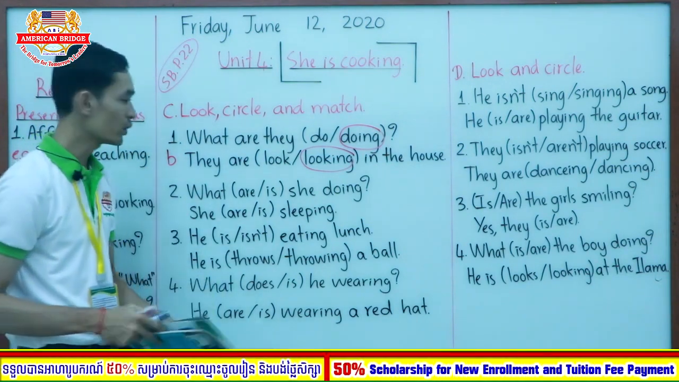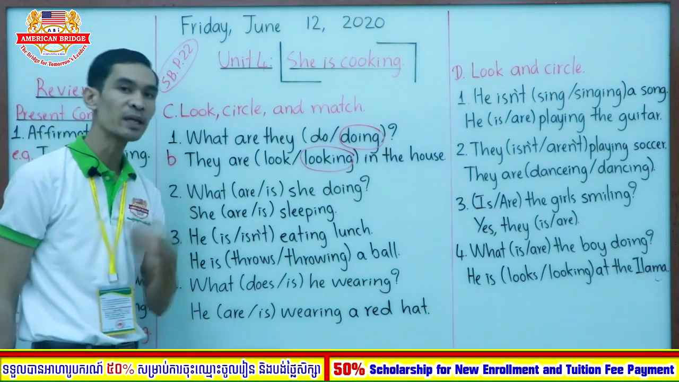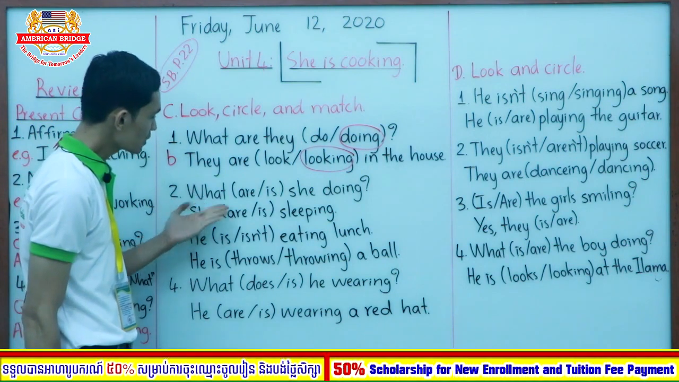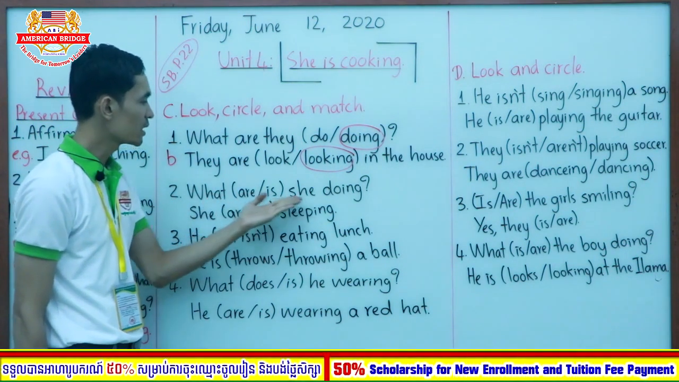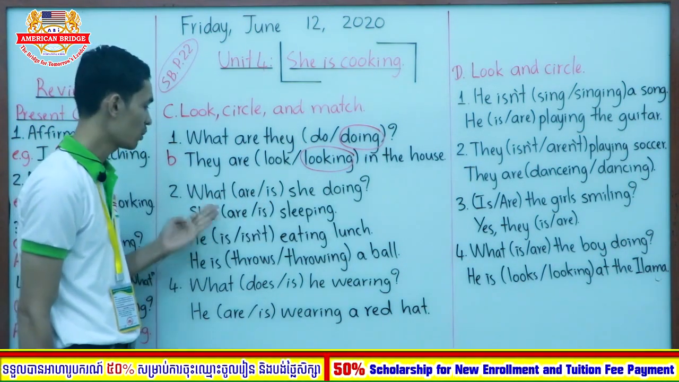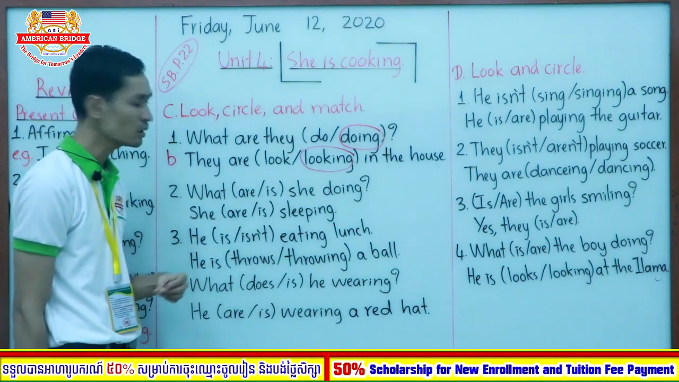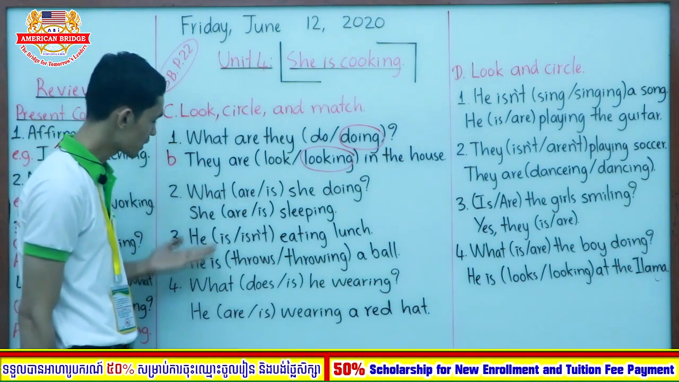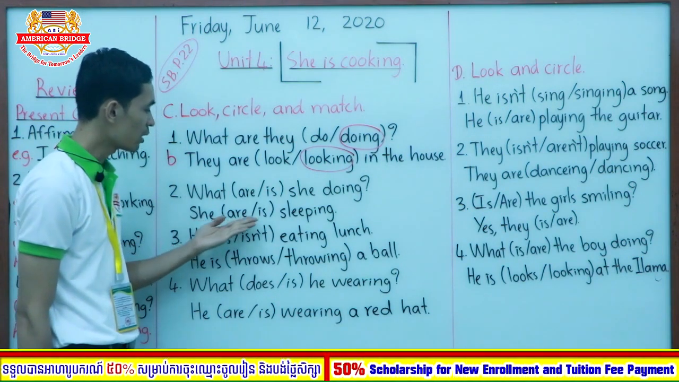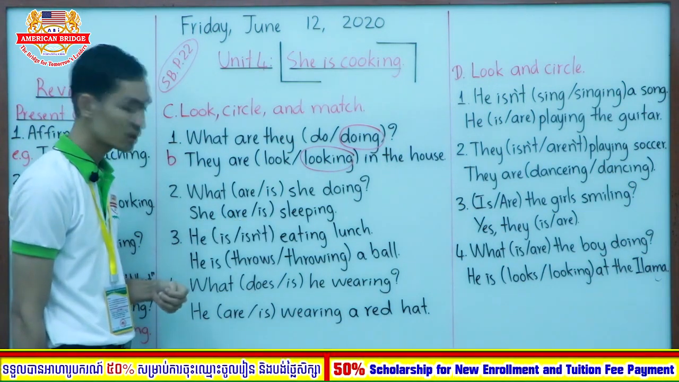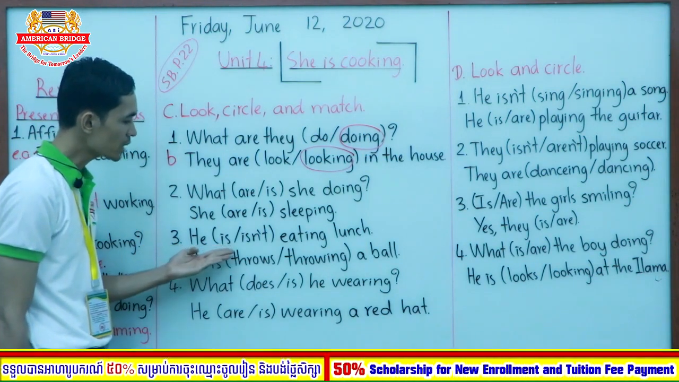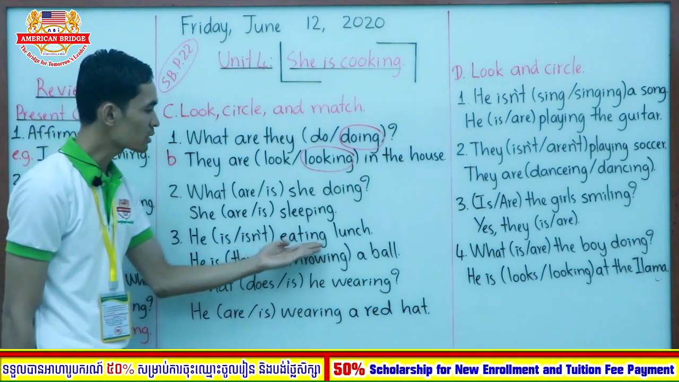Okay, so now we have number 2, number 3, and number 4. Let me read for you, and after that I will give you a minute to do it. Okay. What are or is she doing? Okay, you can choose one, okay? Are or is. She are or she is sleeping. Okay, you can choose one. 3. He is or he isn't eating lunch.